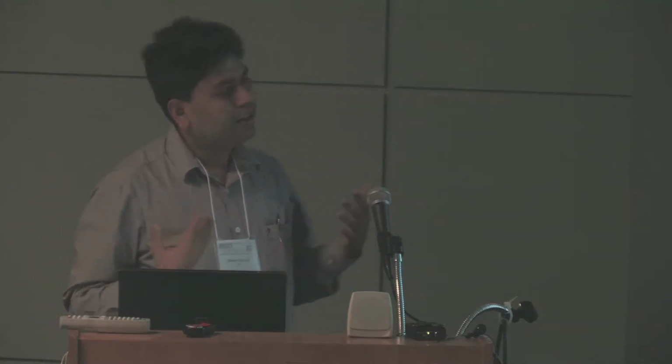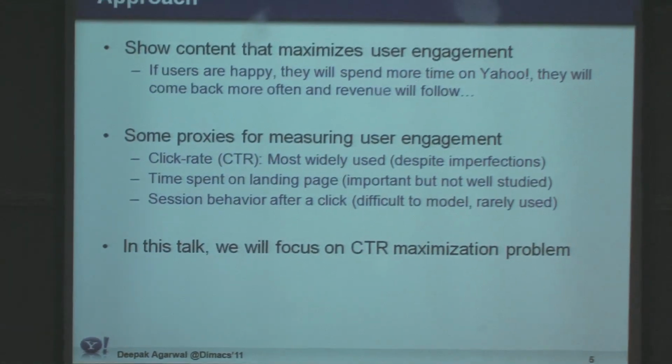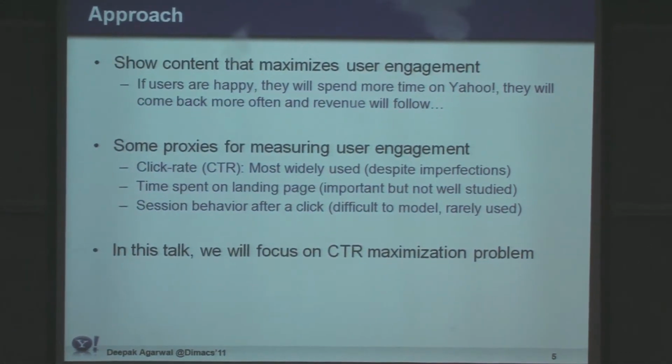Okay, so here is the approach. What we do is we try to show content that maximizes user engagement on the page. And the philosophy here is if the users are happy, they'll spend more time on Yahoo, they'll get addicted to Yahoo, they'll keep coming back to Yahoo, and revenue would automatically follow. So our goal is to make users happy. Some proxies for measuring user engagement: when you're running a recommender system like this, you need some proxies which you can measure in real time and cater the content to user taste.